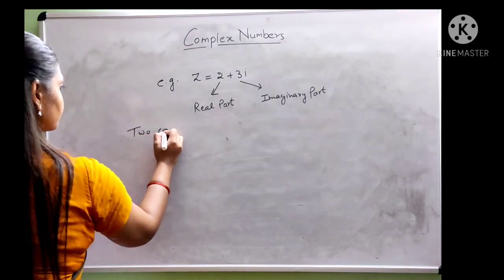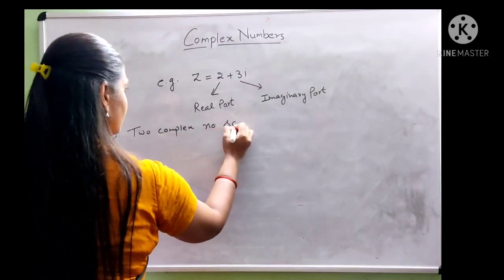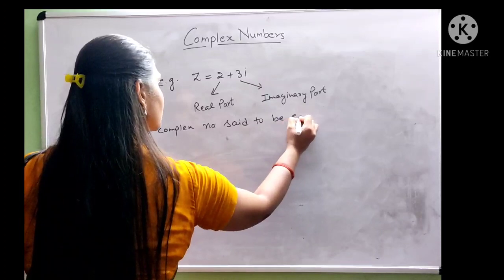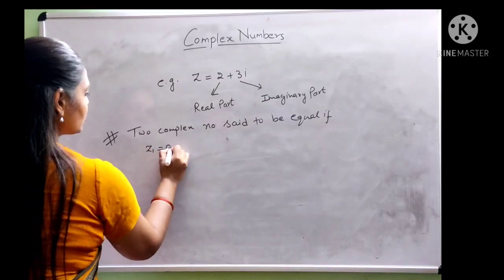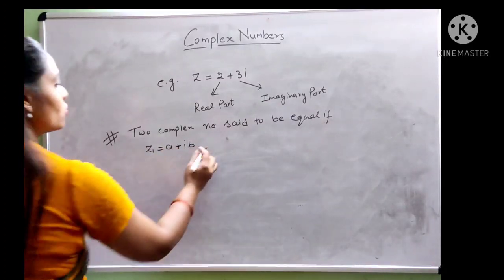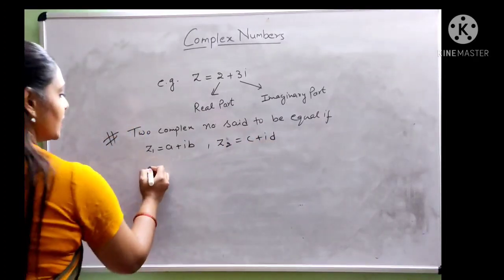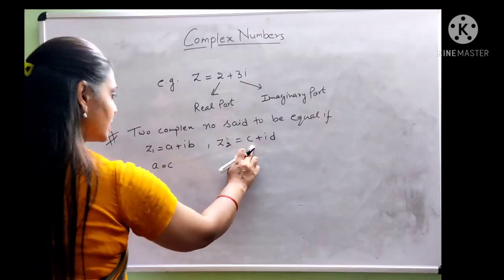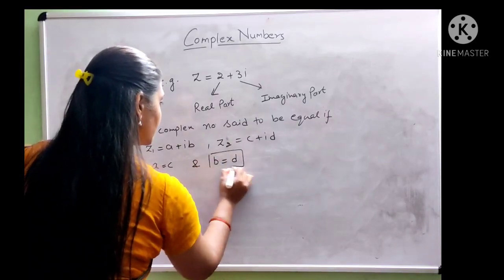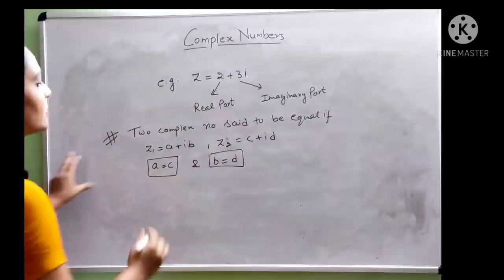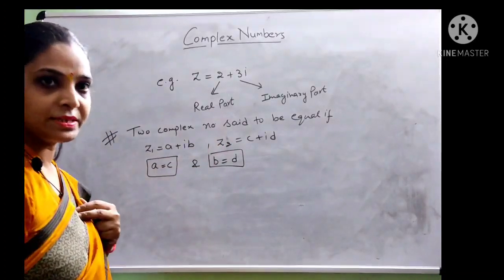Two complex numbers are said to be equal if, I just take two complex numbers, z1 is equal to a plus ib and z2 is equal to c plus id, if the real part is equal to the real part of the other number and the imaginary part is equal to its imaginary part. Then z1 is equal to z2. Got it, everyone? Now let's take a question.